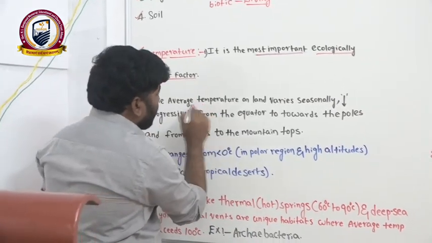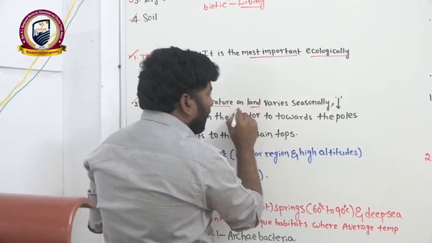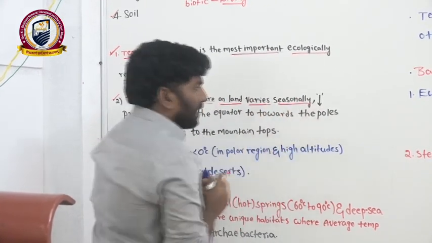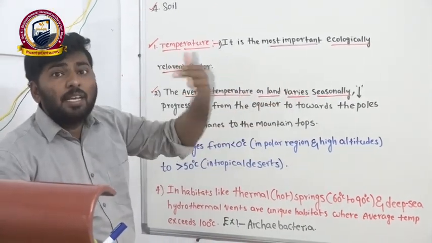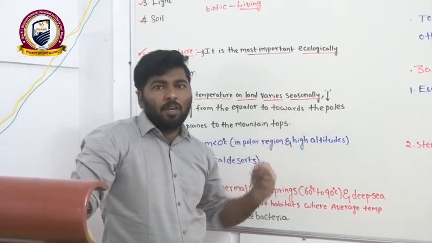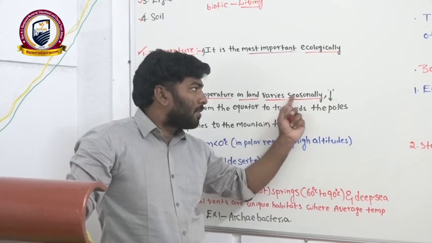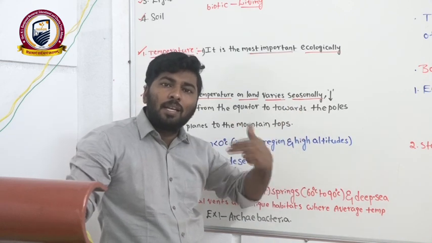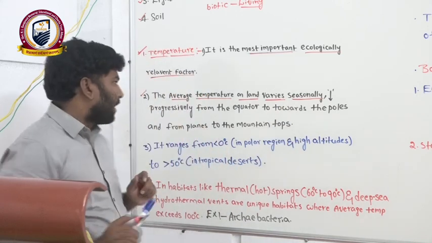The average temperature on land varies seasonally. It means the average temperature on the land changes based on the season. We know very well, in the winter season we notice lower temperatures, and in the summer season we notice higher temperatures. Whether the temperature increases or decreases is based on the seasons. Clear?